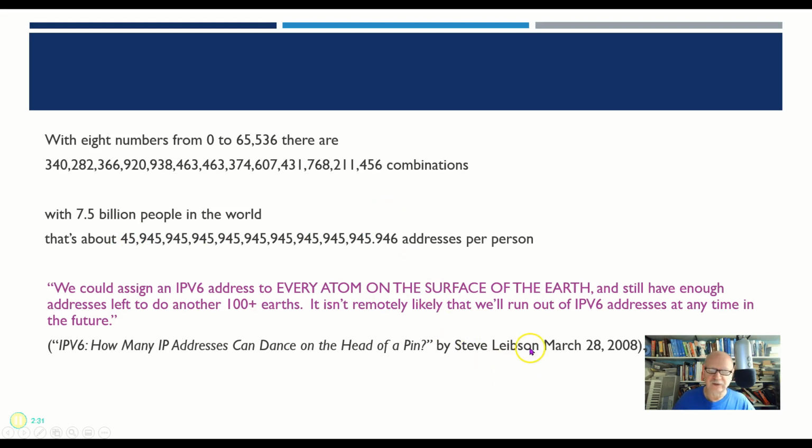This guy here, Steve Liebson, I gave the reference here, puts it this way: we could assign an IP version 6 address to every atom on the surface of the Earth and still have enough for about 100 plus Earths left over. So it isn't remotely likely that we'll run out of IPv6 addresses anytime soon.